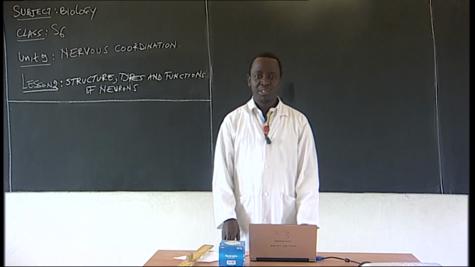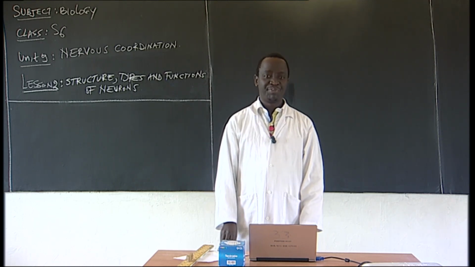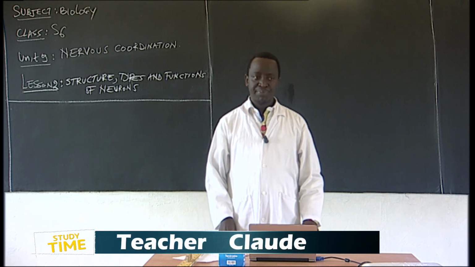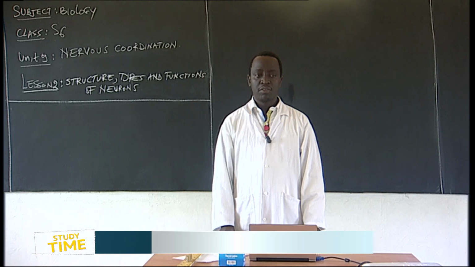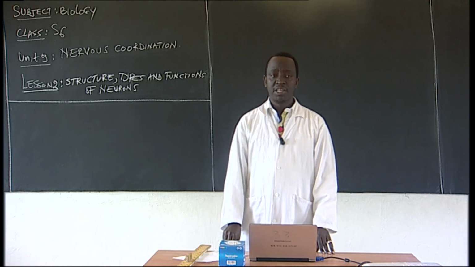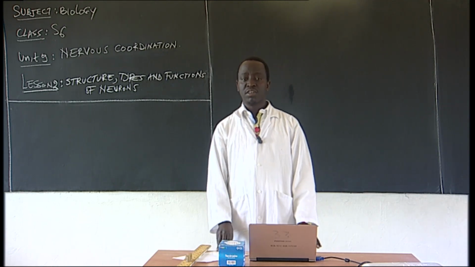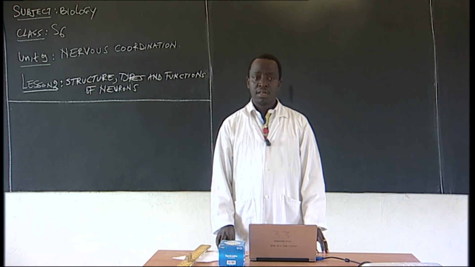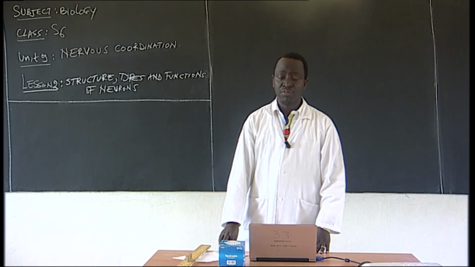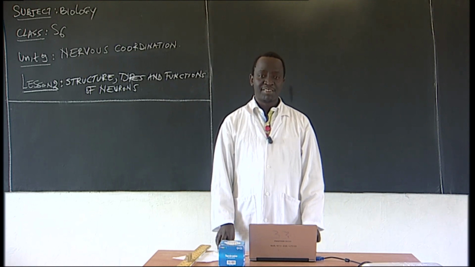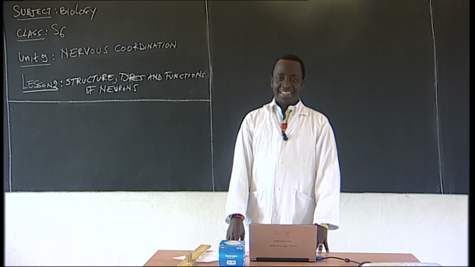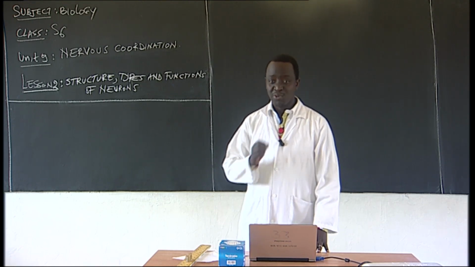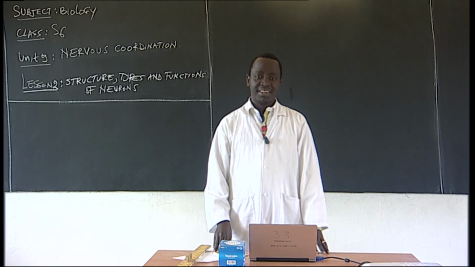So you're welcome to biology lesson. I'm Teacher Claude. We are going to see lesson number 2 of unit number 9. Unit number 9 is nervous coordination. And the lesson of today is about the structure, types, and functions of neuron. I hope you will be ready to follow the explanation, and then you write some explanation in your notebook.